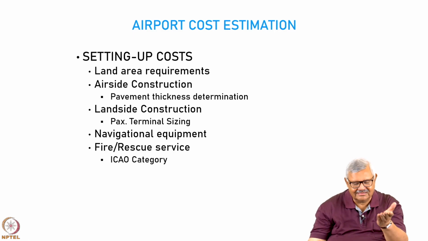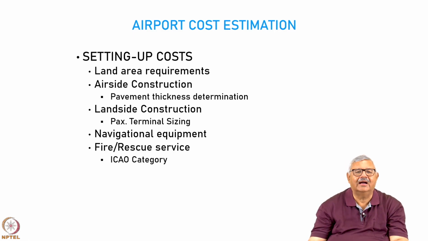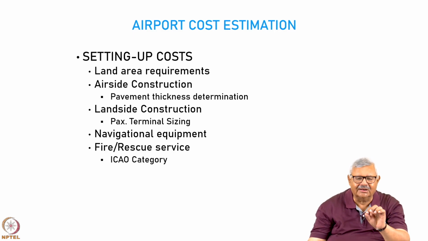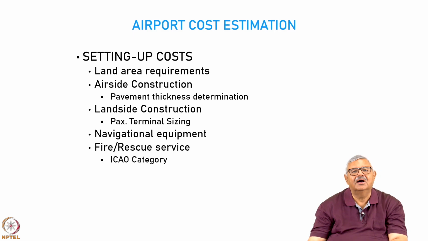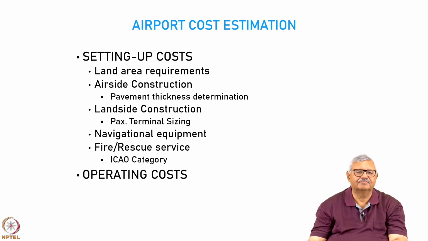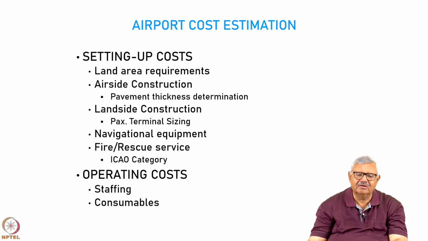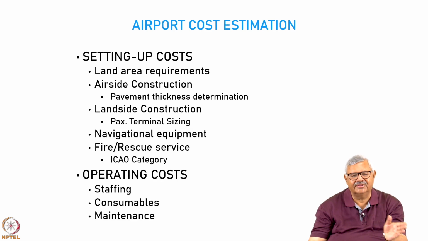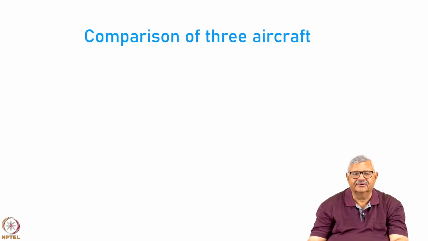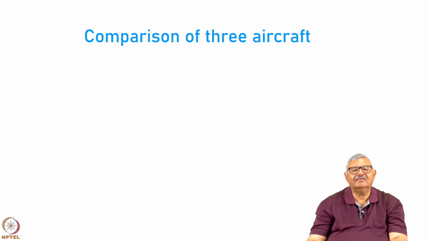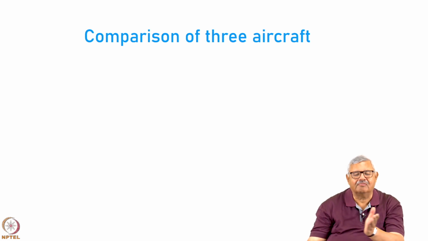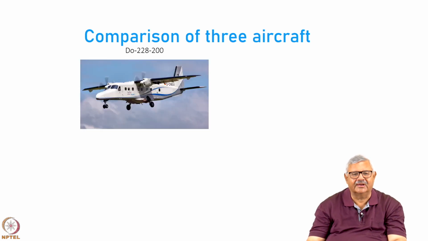Now in many cases these facilities are provided by the local state government to incentivize, but in this case we have assumed that you will need to set up or make arrangements for an appropriate fire and rescue category. Operating costs are to do with staffing, to do with consumables and to do with the maintenance of the airport over so many years. So let us compare 3 aircraft which will require 3 different levels of the airport.